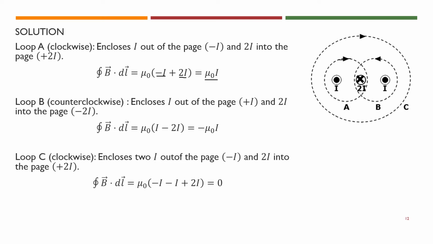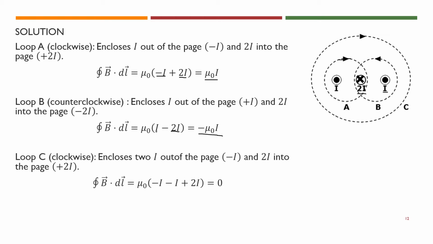Likewise, for loop B, which is oriented counterclockwise, this enclosed current I here points out of the page and is now the direction of the positive current. So you have this one, mu naught I, and 2I here points into the page. It's now the direction of the negative current, so we have a negative sign here. When we add these two contributions to the line integral, you have the following.